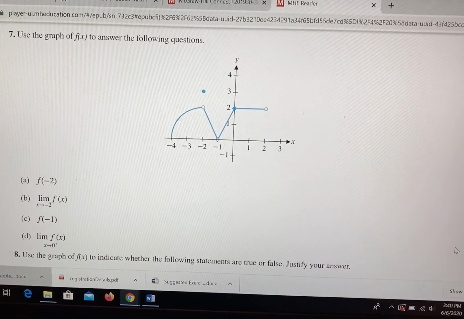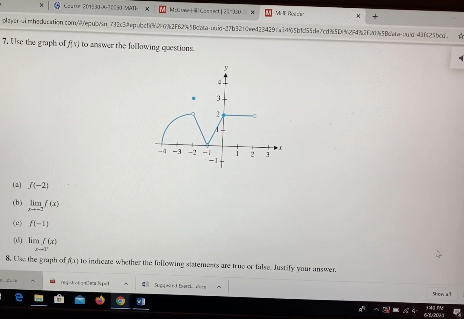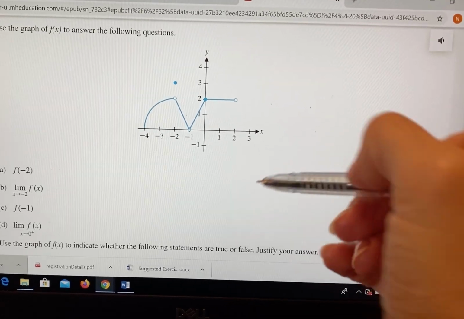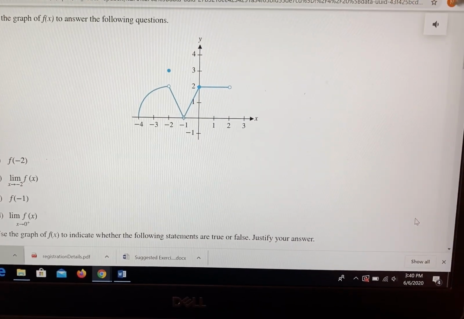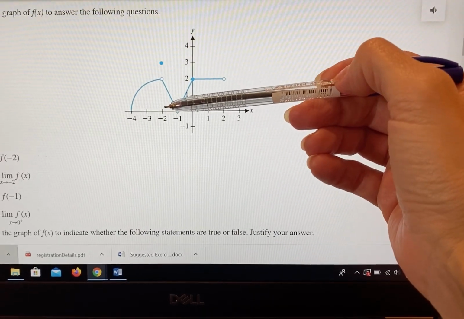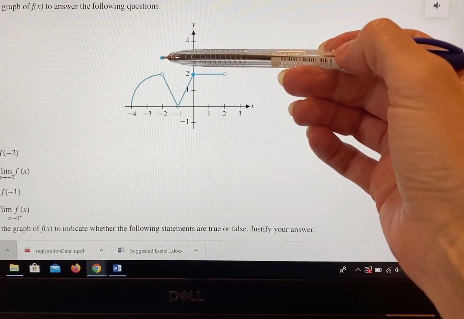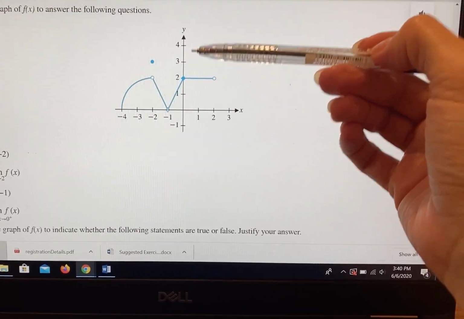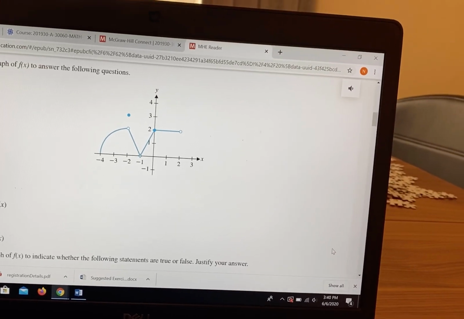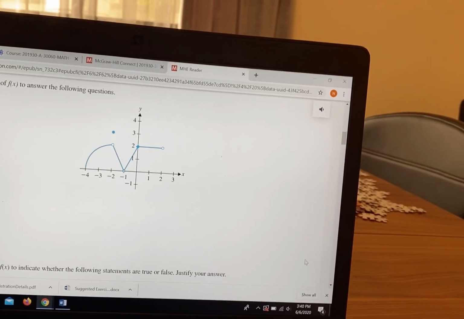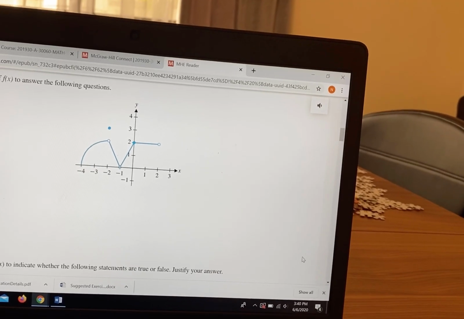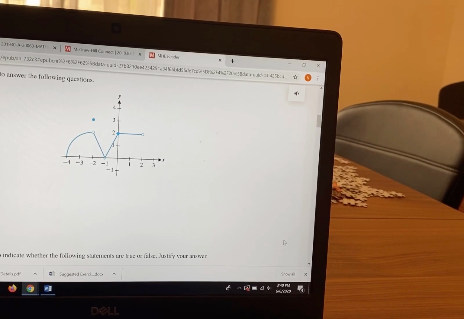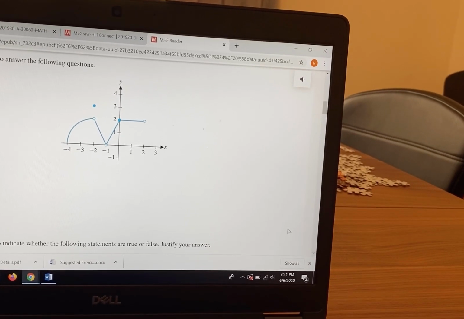What is f at minus 2? When I say f at minus 2, this means that I need to find the function value. Where do I look? I look at minus 2 exactly. I don't look at neighbors left or right. I look at minus 2 and check where is the image of minus 2. And I notice the closed circle on top of minus 2. What value is that? 3. So I say f of minus 2 is equal to 3. So in part A, this is section 1.2 in the exercises section, f of minus 2 is equal to 3.